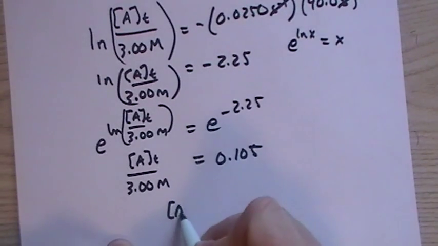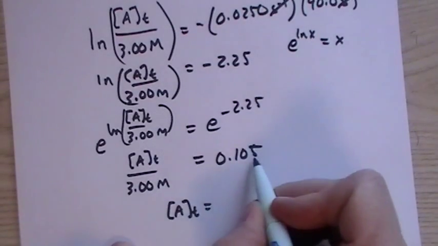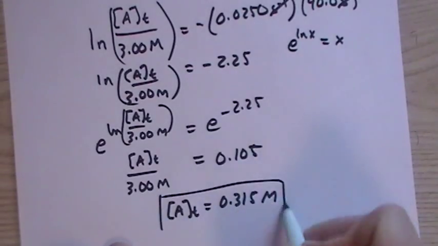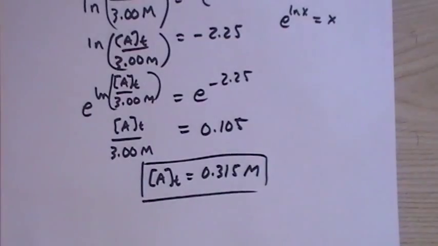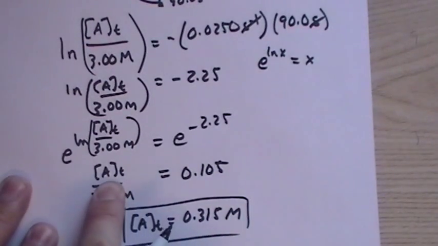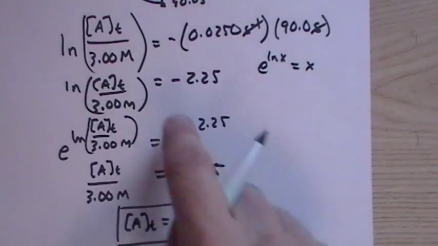So we rearrange. This is 0.105 times 3 molar, so this gives us 0.315 molar as our answer. Now, a couple of things. We need that negative in here, way up here, because this term is always going to be less than the starting concentration because it's a reactant. It should drop away with time. Since this ratio is going to be less than 1, the natural log of it is going to be negative. So the negatives will cancel.